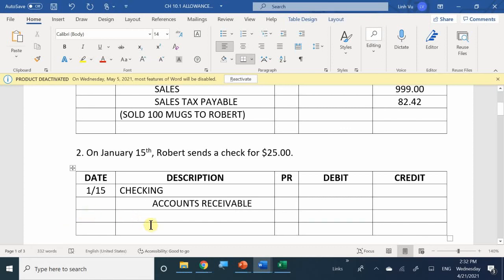Okay, accounts receivable. So that's going to be Robert paid. Okay, hold on. Let's do this again. Robert made a payment. Okay. And it's for $25. Okay.